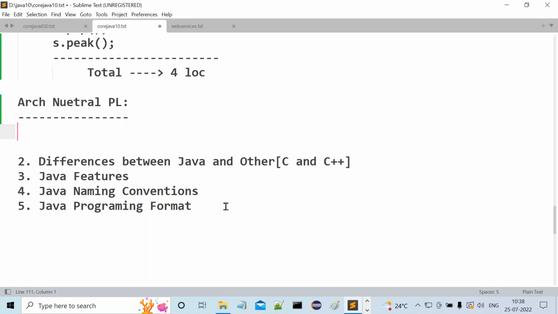Similarly, Sun Microsystems wants to prepare a new programming language. If that new programming language executes its applications on only one particular hardware system, if they give this condition, or if this new programming language works only for a particular group of people, not for all, that means for a particular operating system or a particular hardware system, then how many customers are identified for this programming language? Less customers or more customers? Less customers. Am I right or not?